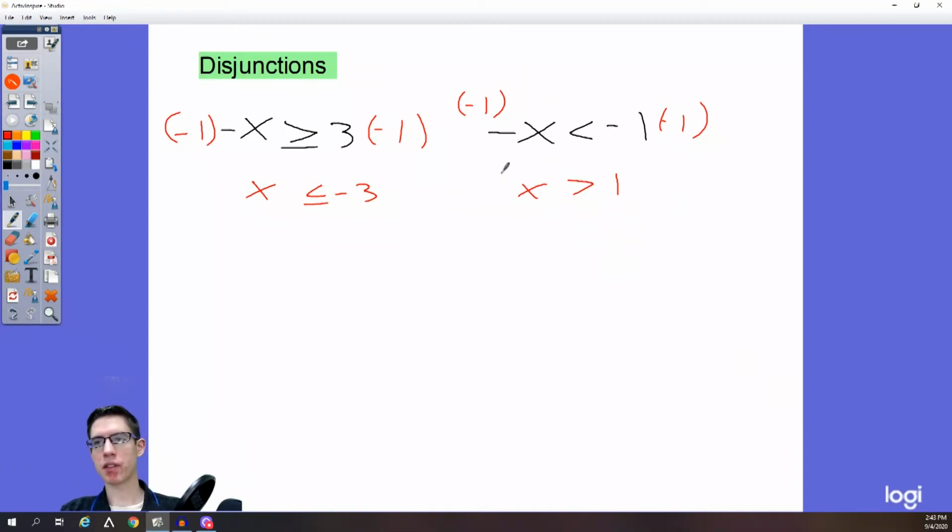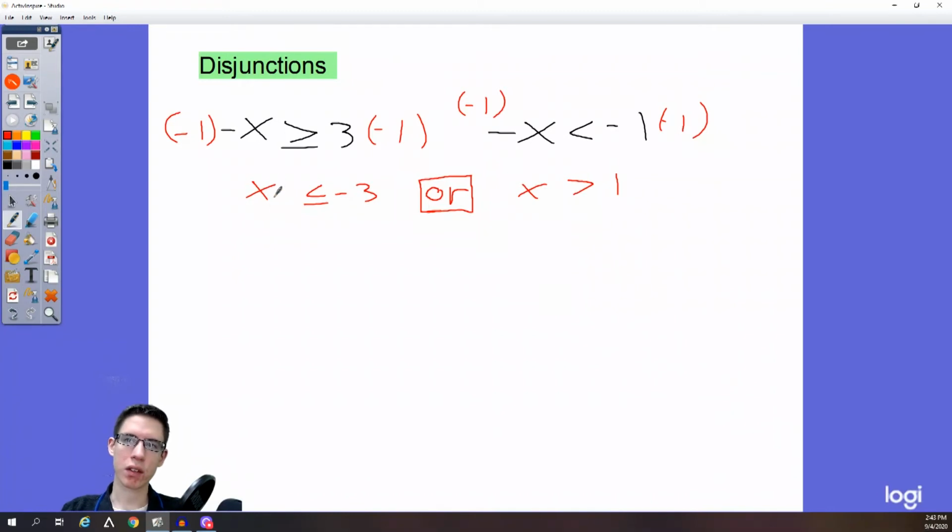And then, because this is a disjunction, now that we've got these things listed out, I'm going to throw in, and I probably should have had this at the start, this word, or. This is what makes this a disjunction. And this is how it works out.